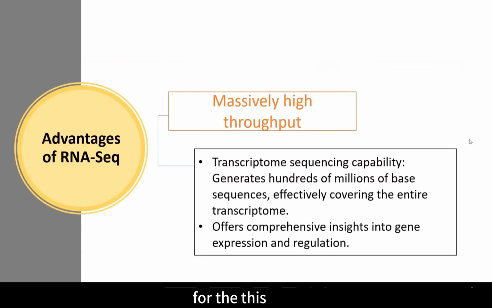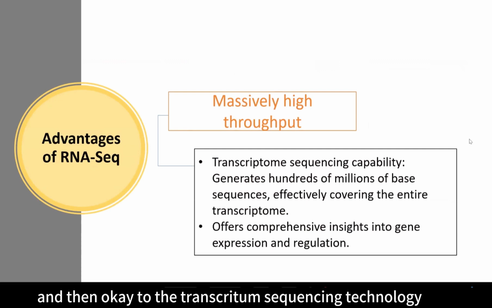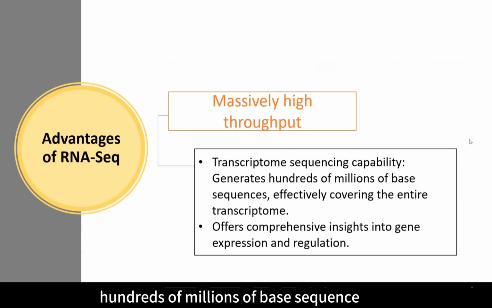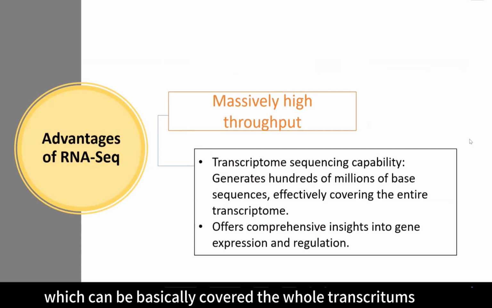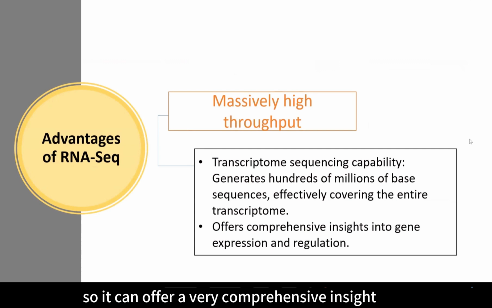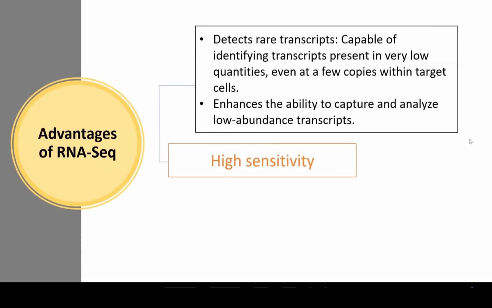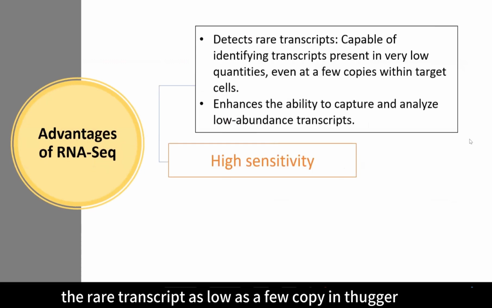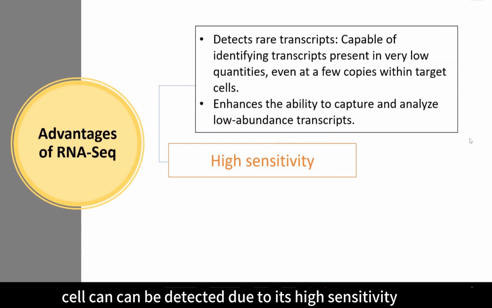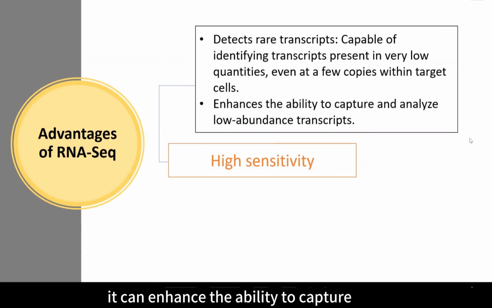And through transcriptome sequencing technology, hundreds of millions of base sequences can be obtained, which can basically cover the whole transcriptome. So it can offer a very comprehensive insight into gene expression and regulation. Rare transcripts as low as a few copies in a target cell can be detected. Due to its high sensitivity, it can enhance the ability to capture and analyze low abundance transcripts.